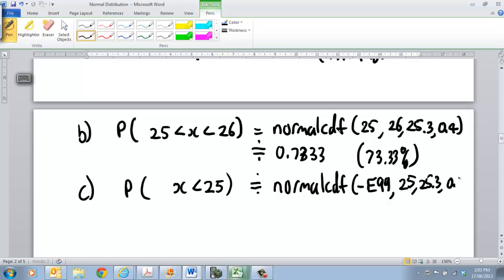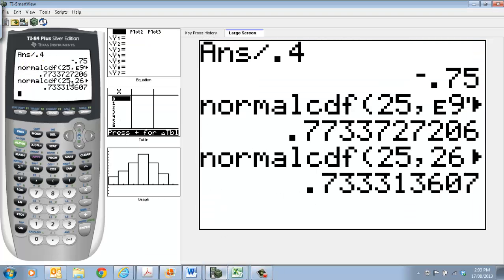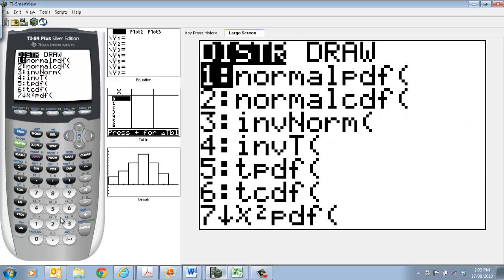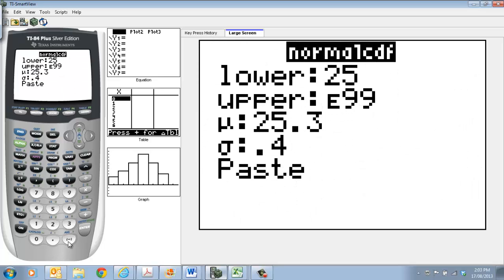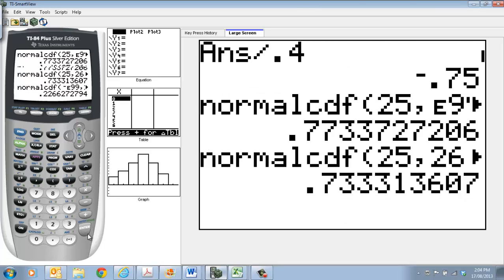25.3. So this is not changing, is it, at all? So again, I could go to my calculator. I could do second function enter, but I might just go through and do it the other way. So here we go to second function distribution. You come down to number 2. Now my lower value is going to be minus, so I've got to use this minus down here. So minus, and then I press E to the 99. That's really sort of making it negative infinity, by the way. My upper value is going to be 25. And everything else is the same, so I just have to paste that in and it works it out.